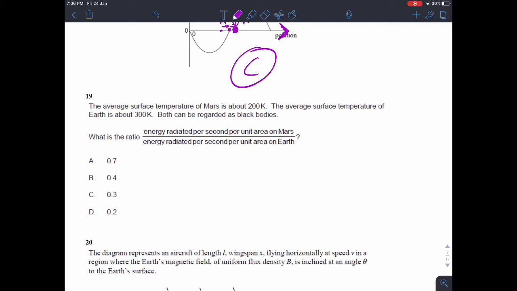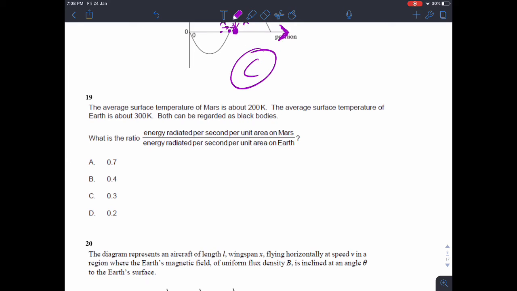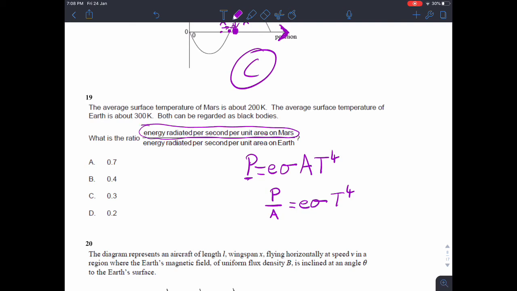Question 19. The average surface temperature of Mars is about 200 K. The average surface temperature of Earth is about 300 K. Both can be regarded as black bodies. What is the ratio? Okay, so we need the power emitted equation here. So P equals the emissivity times a constant times the area times T to the 4. The energy radiated per second is the power, but we also want per unit area. So we're looking for P over A is E sigma T to the 4. So basically this value here is proportional to T to the 4.